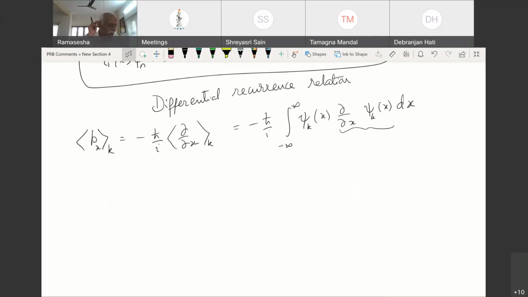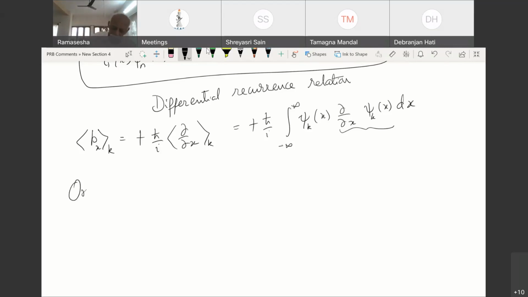Any questions? Yes or no? Sir, is it minus h cross by i or h cross by i? It is either minus h cross or plus h cross over i. The momentum operator is h cross over i del by del x. Okay, any questions on orthogonal polynomials? No, sir.